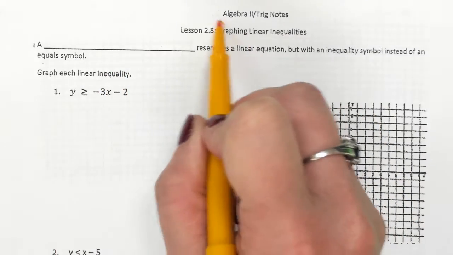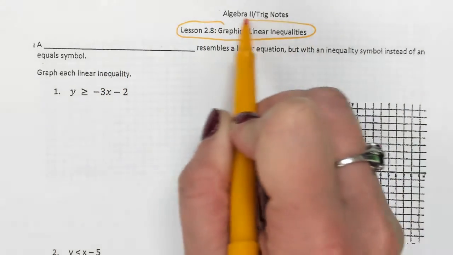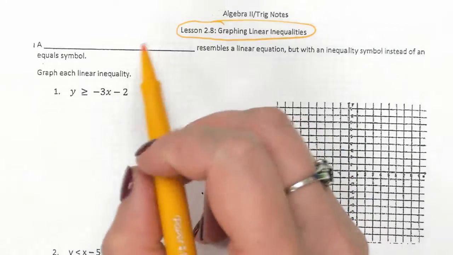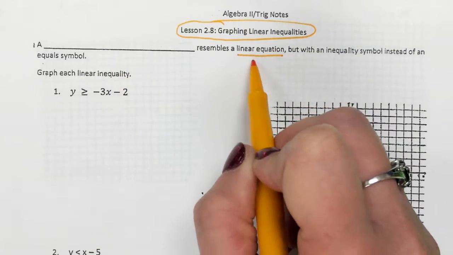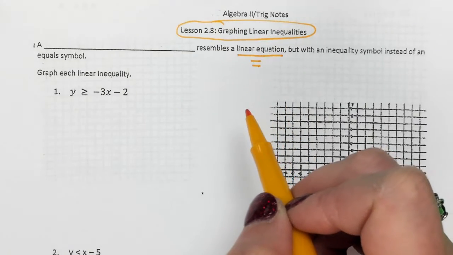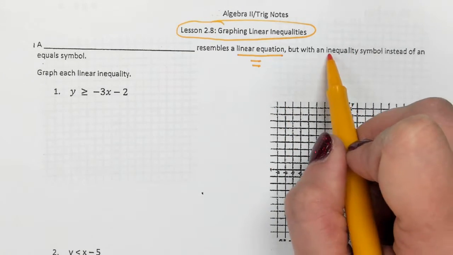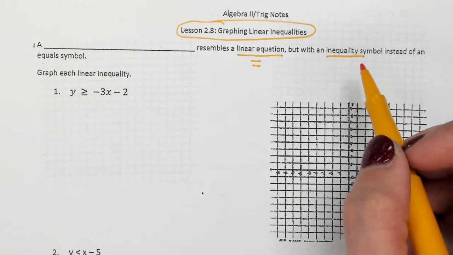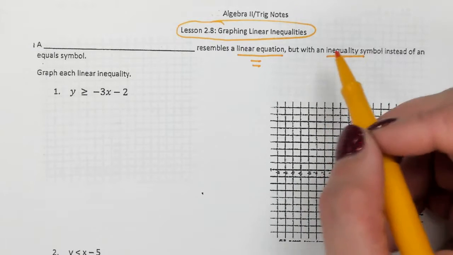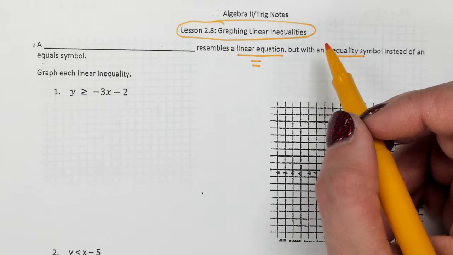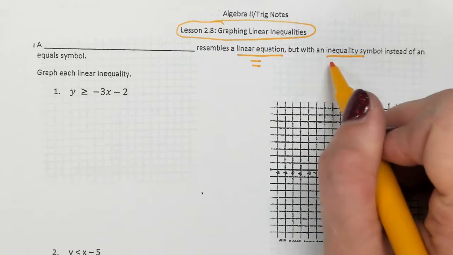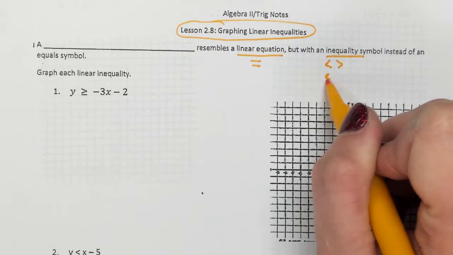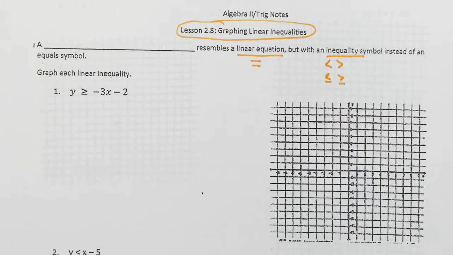All right, here we go. So you've got 2.8, called graphing linear inequalities, right? So you've got a blank that resembles a linear equation. A linear equation has an equal sign, but this has an inequality. What were the symbols for inequalities? There were 4 of them. Less than, greater than, less than or equal to, greater than or equal to. Those are inequalities.